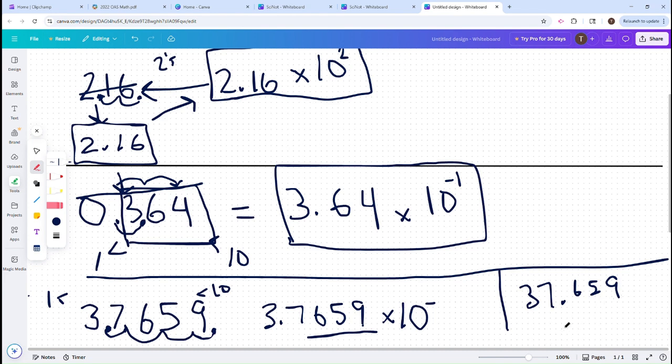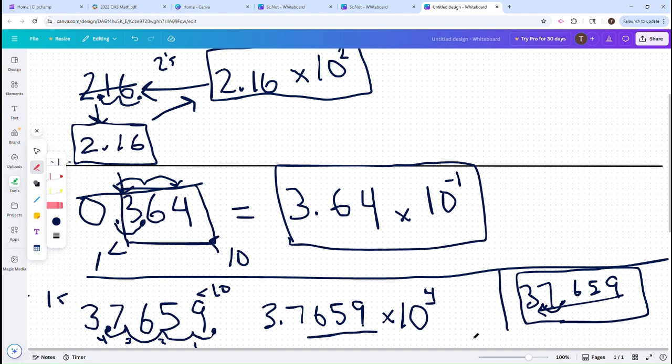Because this number can be written in scientific notation, right? Move the decimal one space, and now we've got that number again. So you might as well just go ahead and make the entire trip. All right? Now we move the decimal 1, 2, 3, 4 spaces. So just throw a 4 right on up there. Bob's your uncle. 3.7659 times 10 to the 4th power.